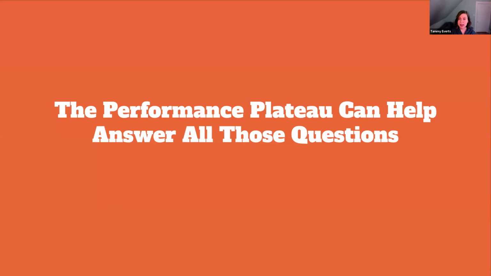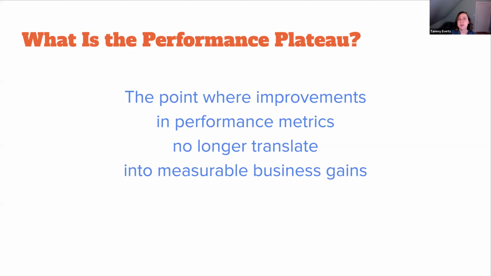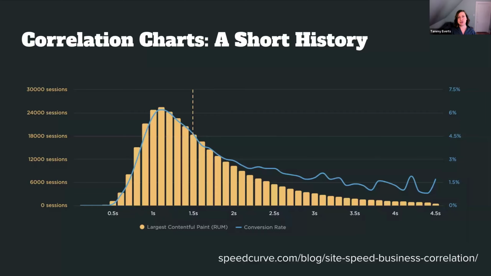And the great thing about the performance plateau is it can be really, really helpful in guiding you to answers to all of those questions. So what it is, in a broad sense, is just a point where you make your performance metrics change, you make start render faster or slower, you make largest contentful paint faster or slower, but you no longer see any measurable business improvements or user engagement improvements. And I'm going to talk a little bit about the journey to how we got to understanding why the performance plateau is answering that question.